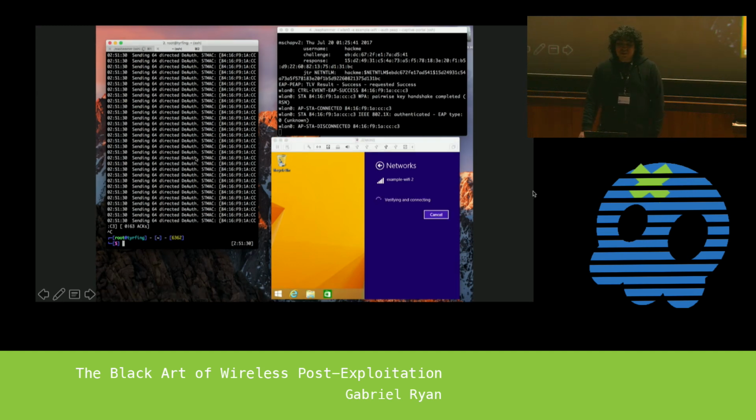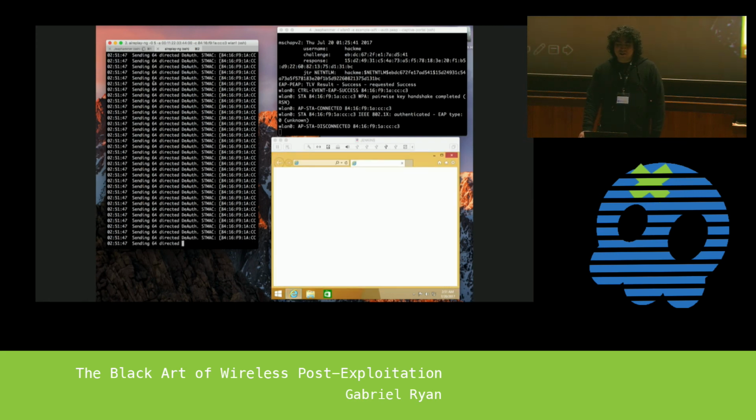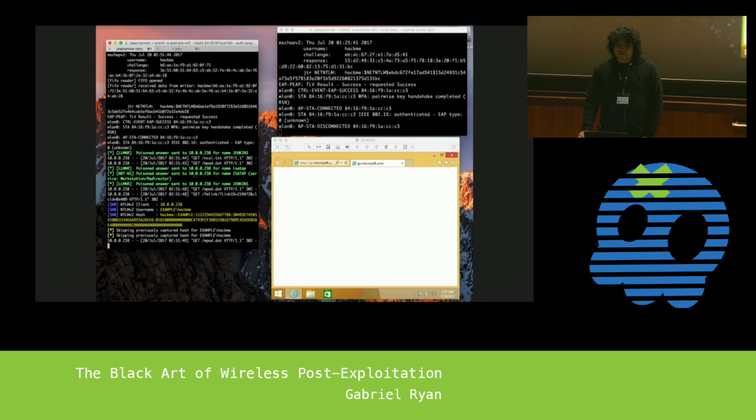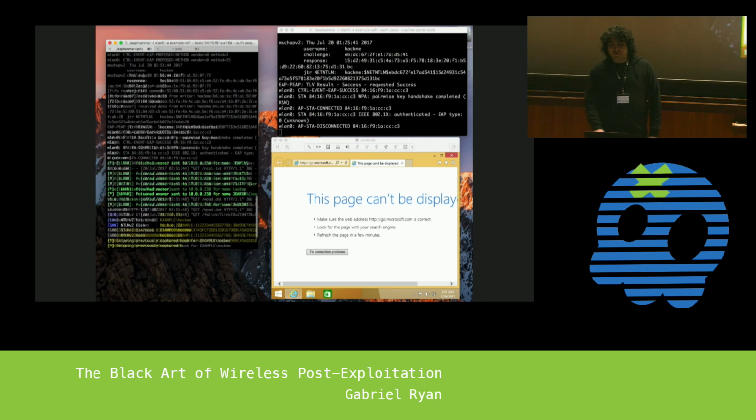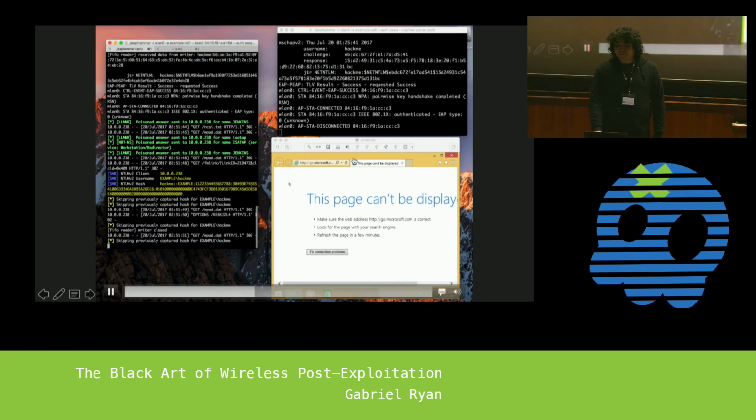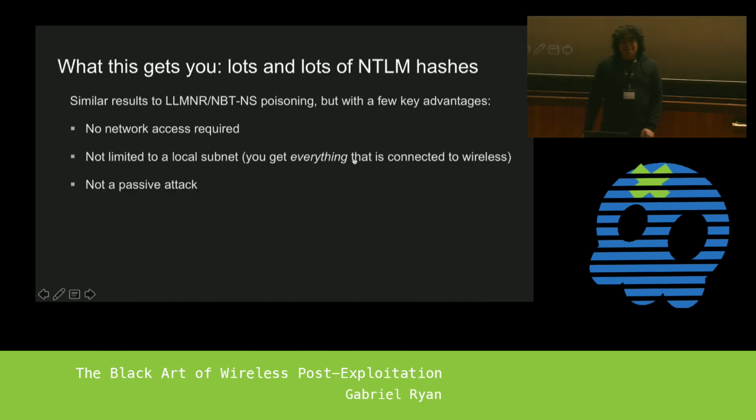Anyways, the user connects, and we have hashes already, just because we were able to redirect that HTTP traffic at that point. So what this attack gets you is lots and lots of NTLM hashes very quickly. You get similar results to what you'd get with LLMNR and NBT-NS poisoning. You have a few key advantages here, though. You don't need direct network access, and you're also not limited to a local subnet in the way that you would be if you were attacking LLMNR and NBT-NS. And the reason for that is you get everything that's connected to wireless.